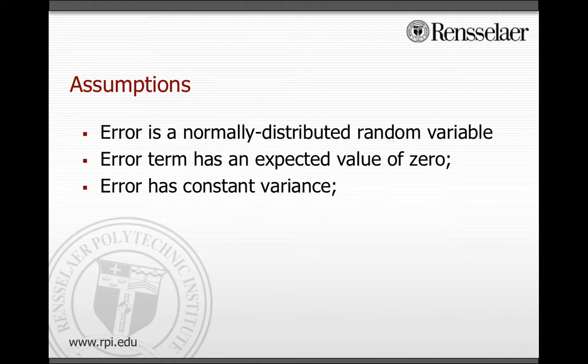First, we say that the error is a normally distributed random variable that has an expected value of 0 with constant variance. We'll come back to these assumptions a little bit later on and how to check their validity. But if these assumptions do not hold, then your linear model is not valid.